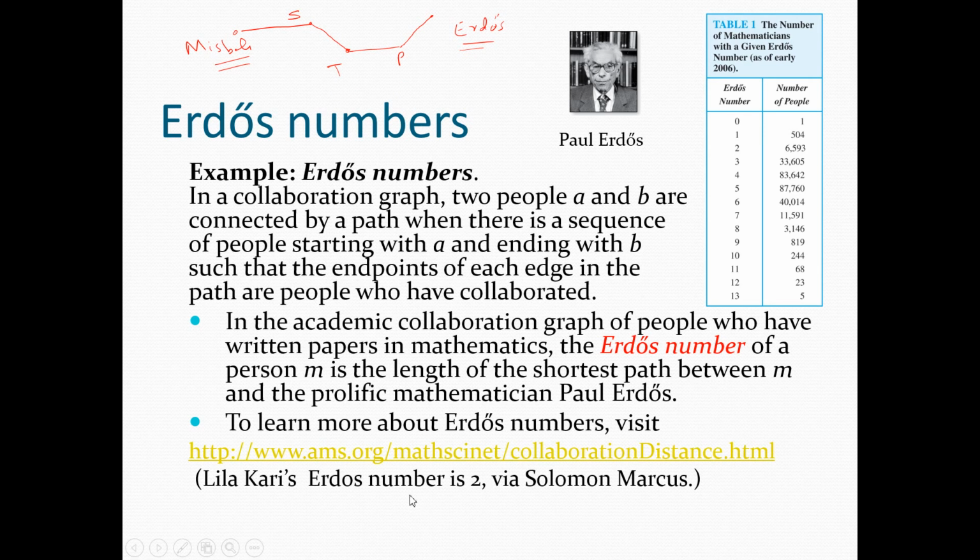And for further knowledge, you can visit the website as well. There is a table: number of mathematicians with the given Erdős numbers. So there is Erdős number 0, there is one person. If someone is not connected with Paul Erdős anyway, the Erdős number is 0. And there are 504 persons with Erdős number 1, and so on. This is the table given in your book.